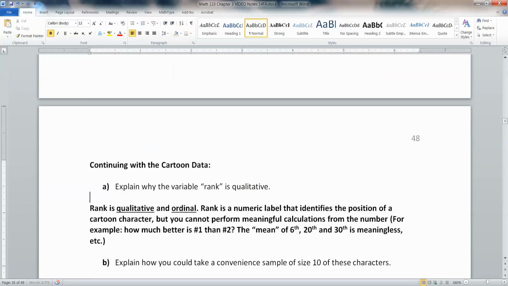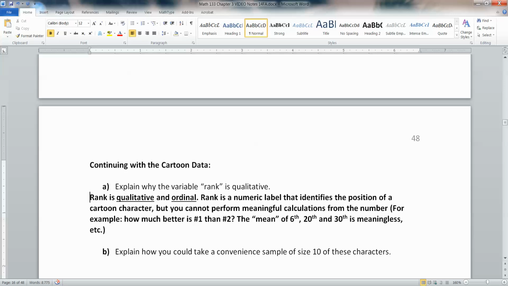So that makes this data qualitative. It is ordinal, however, because it has a rank. You know that Bugs Bunny was considered higher than Homer Simpson, but you don't know what the difference is. There's no meaningful way to do that calculation.